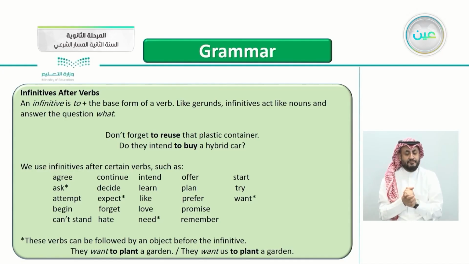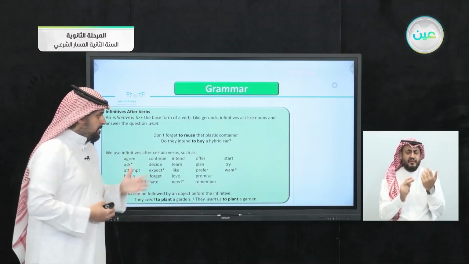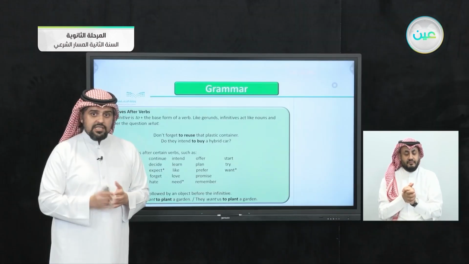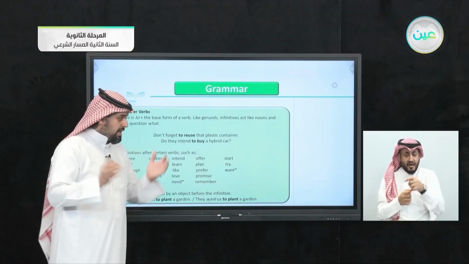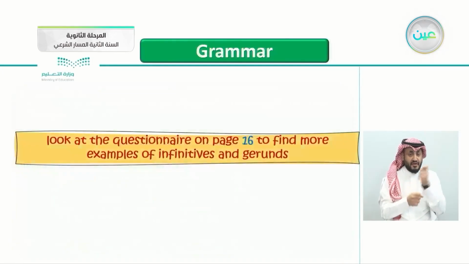Again, these verbs can be followed by an object before the infinitive. So it's before the infinitive and after the verb. You can put the object with verbs such as ask, expect, want. When a teacher says, I expect you to succeed, you here is an object. These verbs can be followed by an object before the infinitive. They want to plant a garden. They want us to plant a garden.